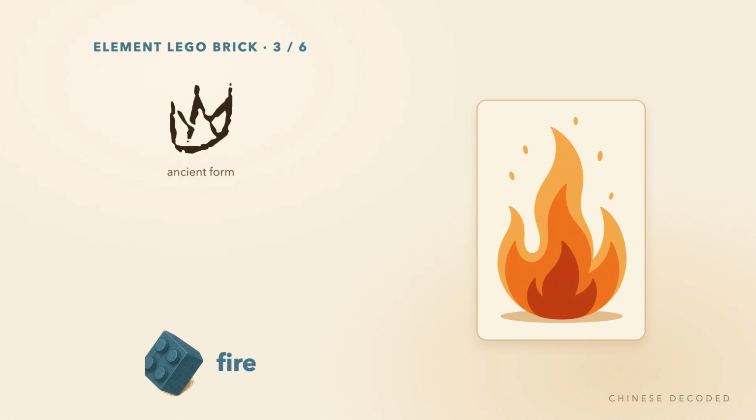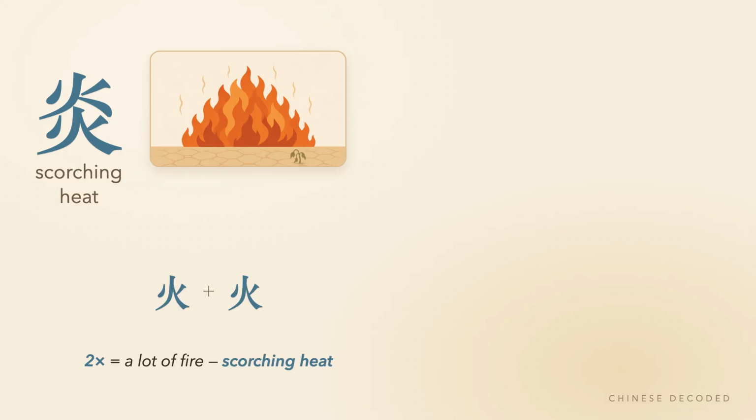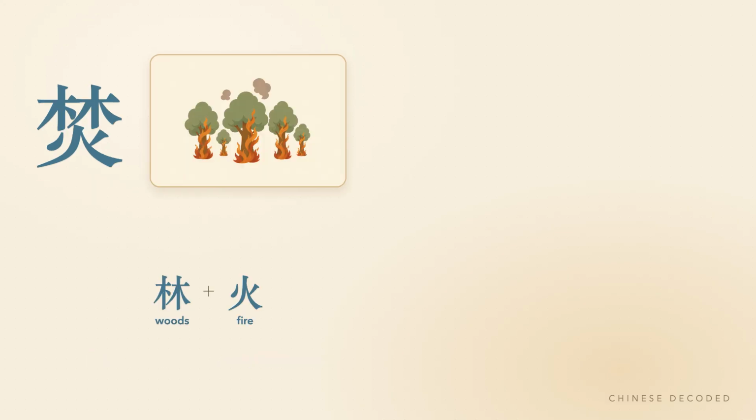Fire drawn as a flame. This is its modern form. At the bottom of a character, it sometimes flattens into 4 dots. Double it, a lot of fire, scorching heat. Woods plus fire, woods set aflame, to burn.